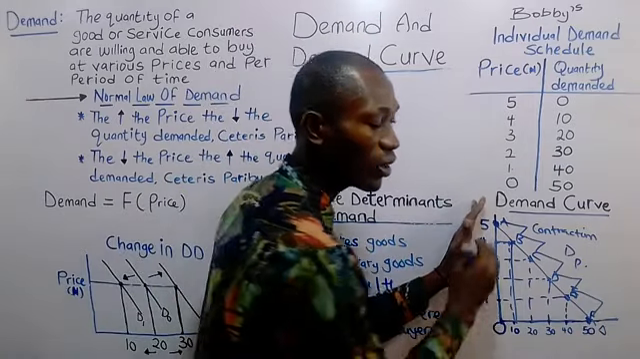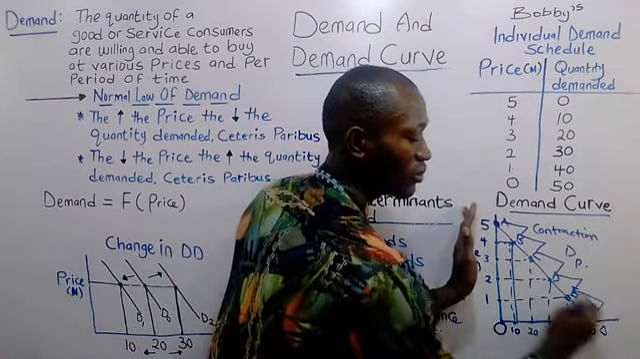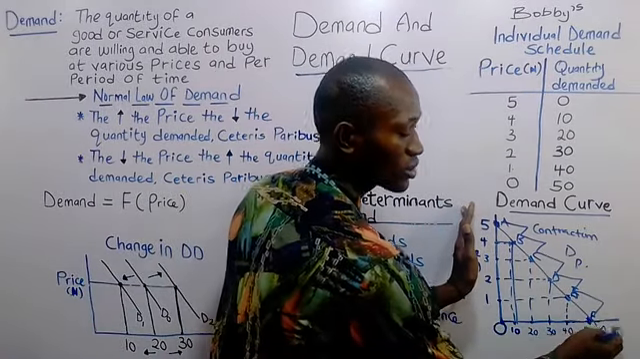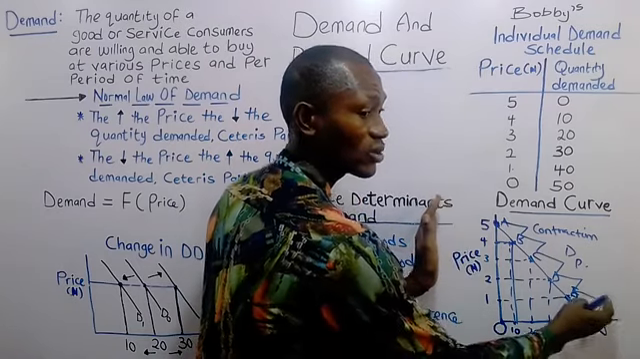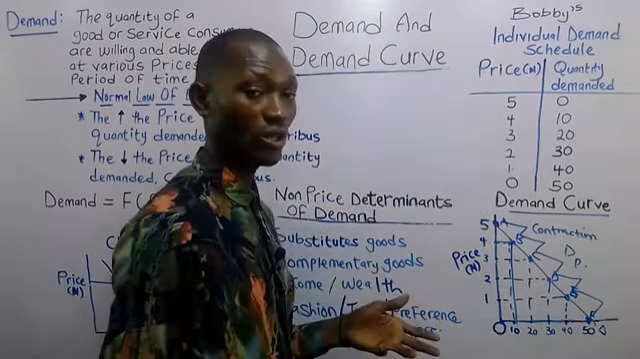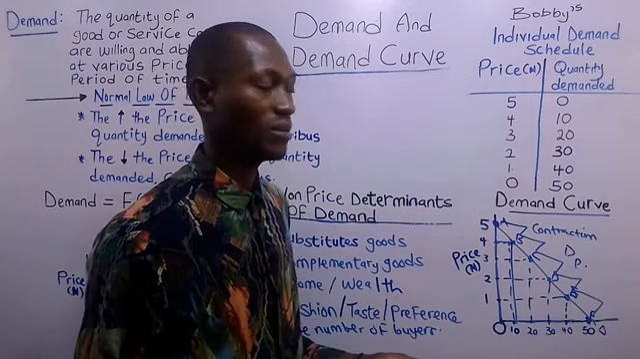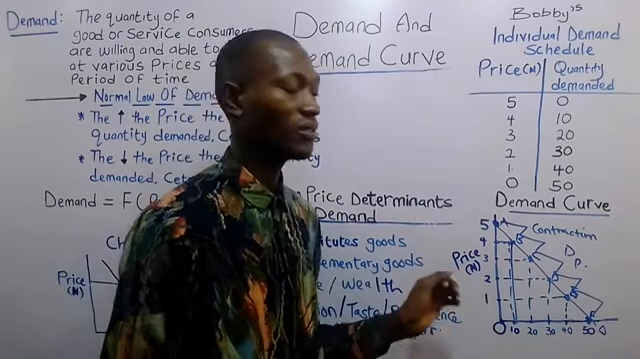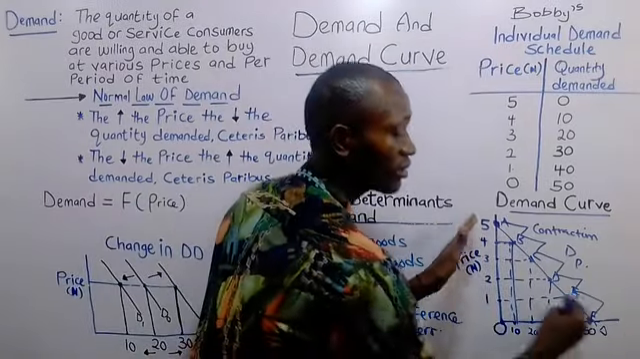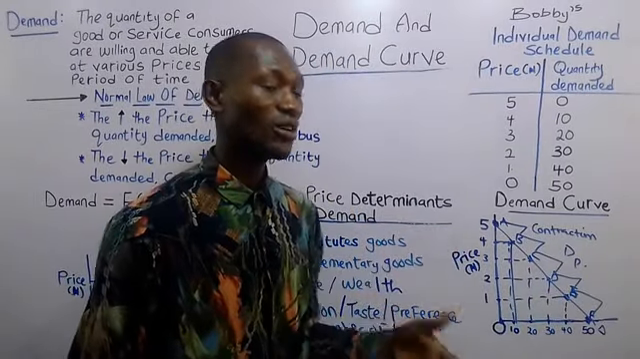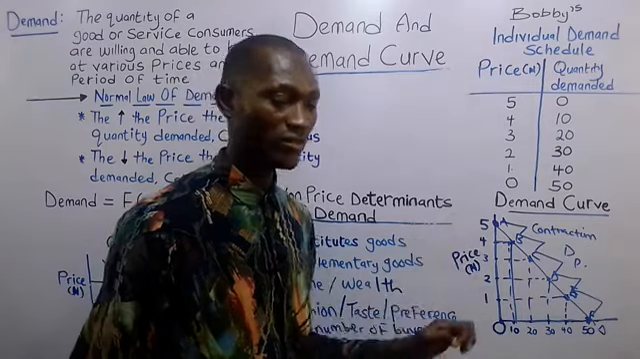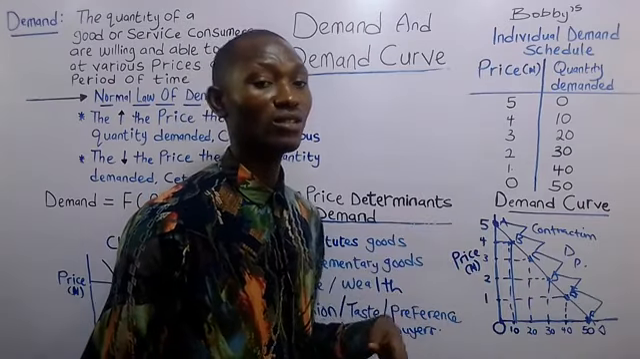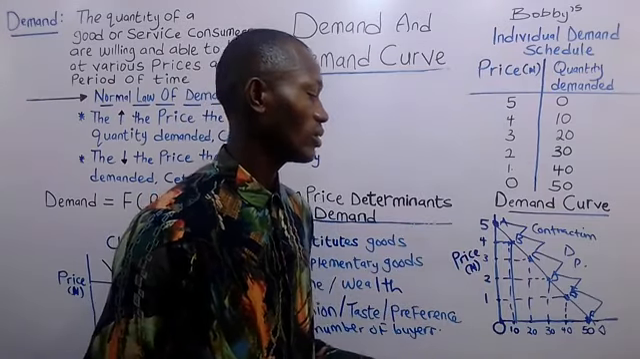It slopes downward from left to the right, or it slopes upward from right to the left. Whichever way you want to look at it, it's still the same. So that's with respect to the movement along the demand curve. This movement along the demand curve is primarily caused by the change in the price of the commodity in question.